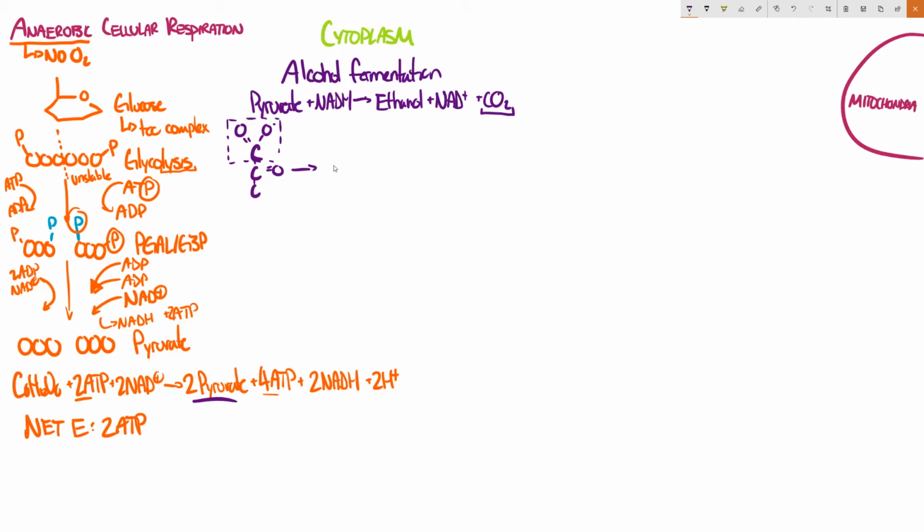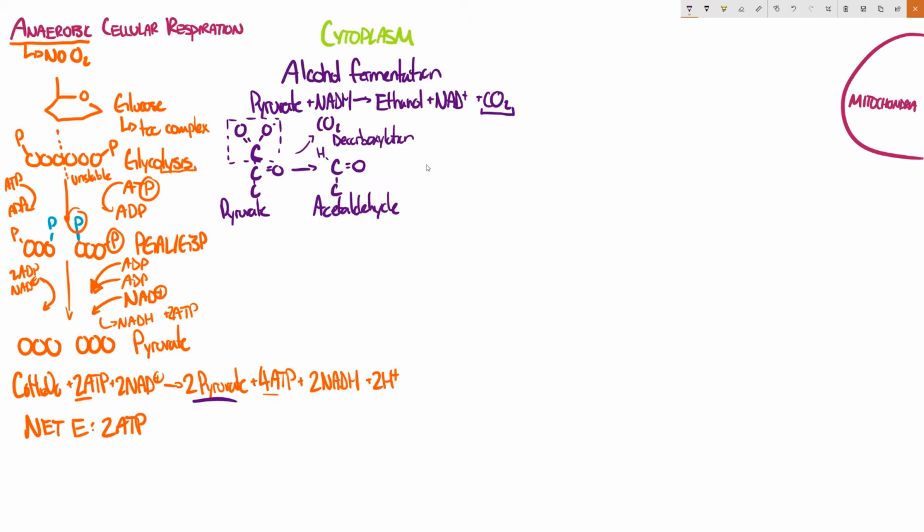So our first intermediate is actually just going to be what's left over. This is our pyruvate. This is our acetaldehyde. And this CO2 is going to get cut off and diffuse out. This process is called decarboxylation. The CO2 group, we call it a carboxyl group, so because we're removing it, we're decarboxylating the molecule.